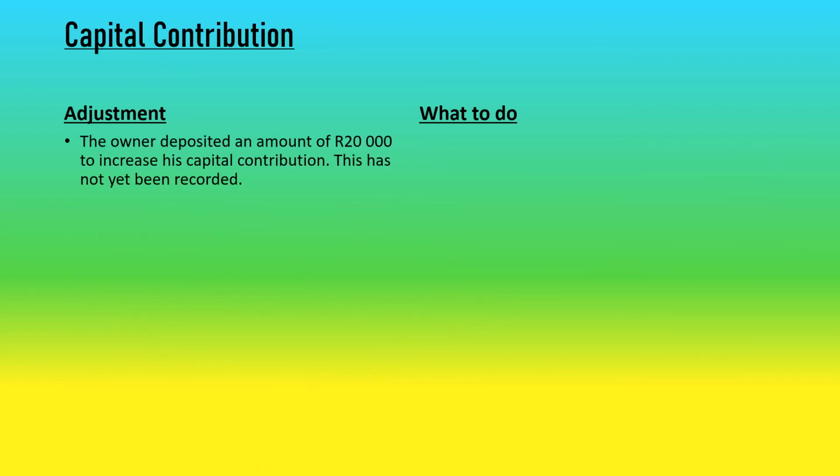And then adjustments for capital contribution. This is an easy adjustment. This is where the owner will contribute more money to the business. This is known as capital. So in this example, the owner deposited an amount of 20,000 to increase his capital contribution. This has not yet been recorded. So you've got your capital contribution plus 20,000 credit and bank debit 20,000 plus as well, because we're going to put more money into the bank.